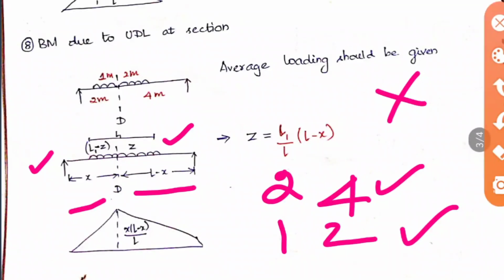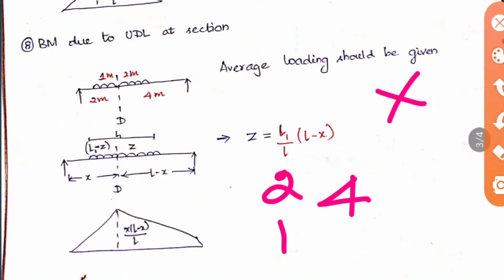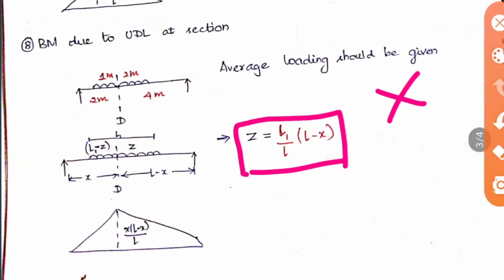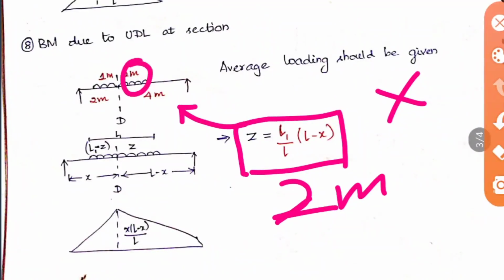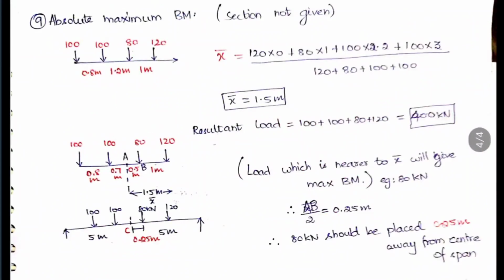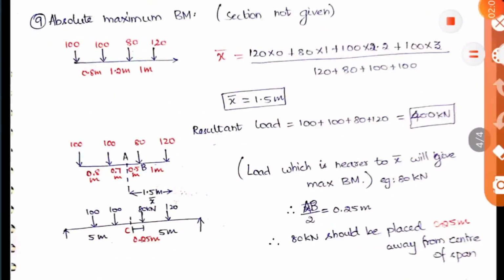For this case, we get Z is equal to L1 by L into L minus X. This is the formula. When you apply this formula to this question, you will get Z as 2 meters, because we have 2 meters here now. You can check it yourself for your convenience. So this is the last concept we are going to see in the ILD.